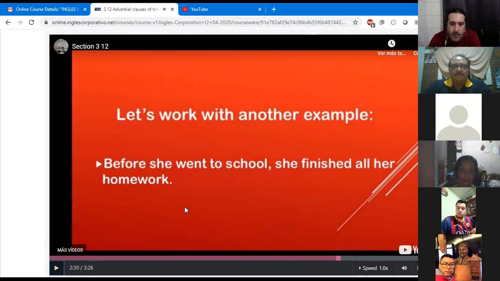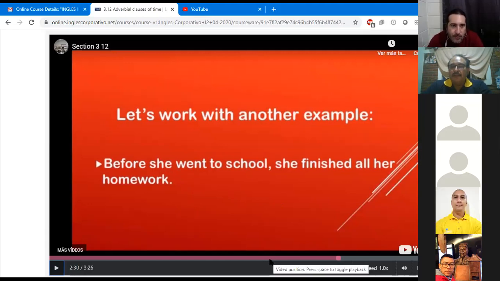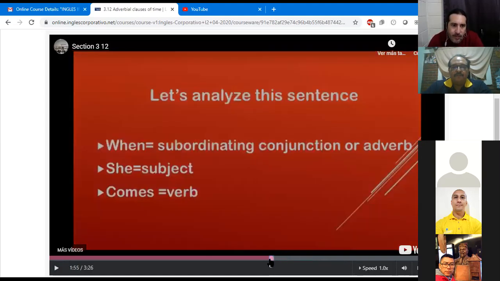Okay, so what is "before"? A clause of time. Clause of time. In what tense? Past. Remember, time. It's in the past. Mm-hmm. Subordinating conjunction. Okay, it's a subordinating conjunction.